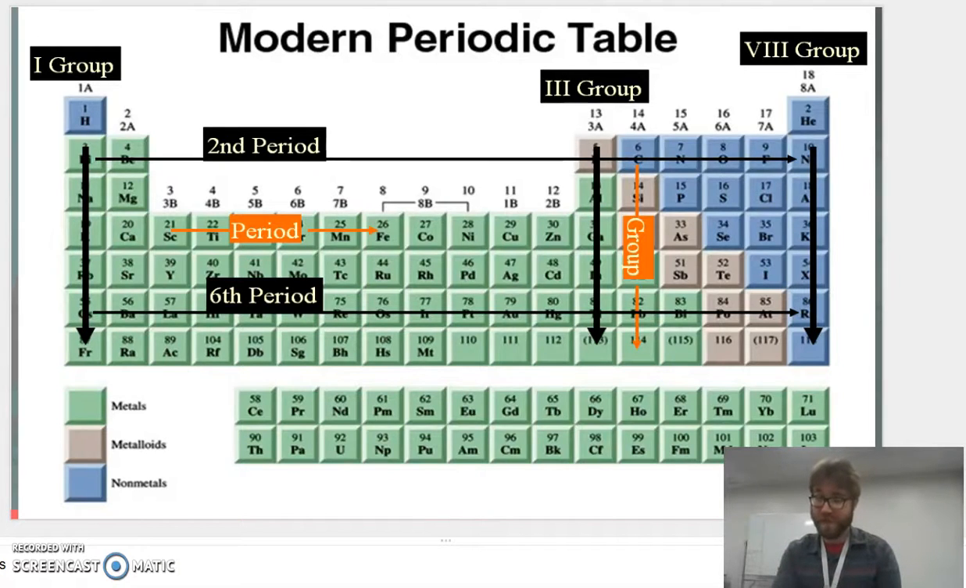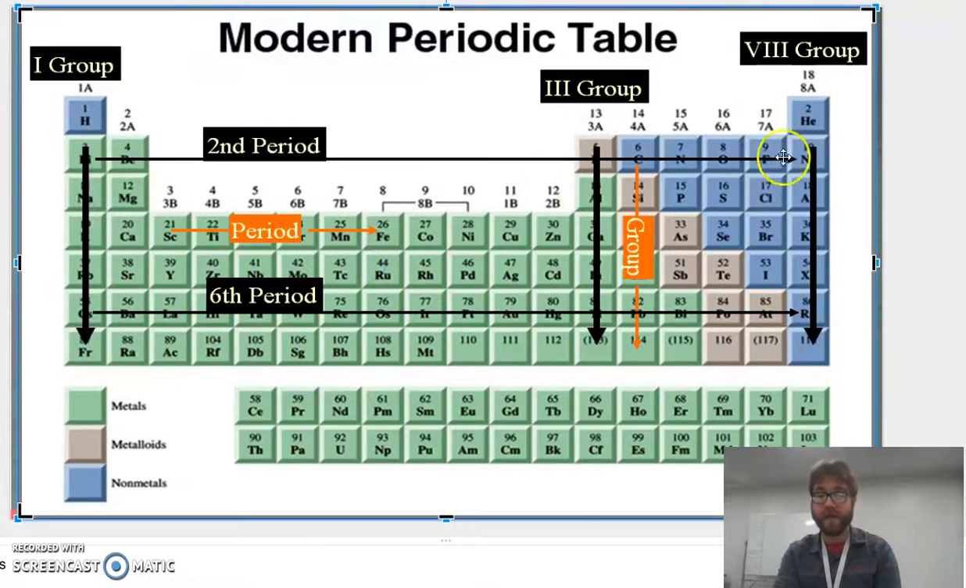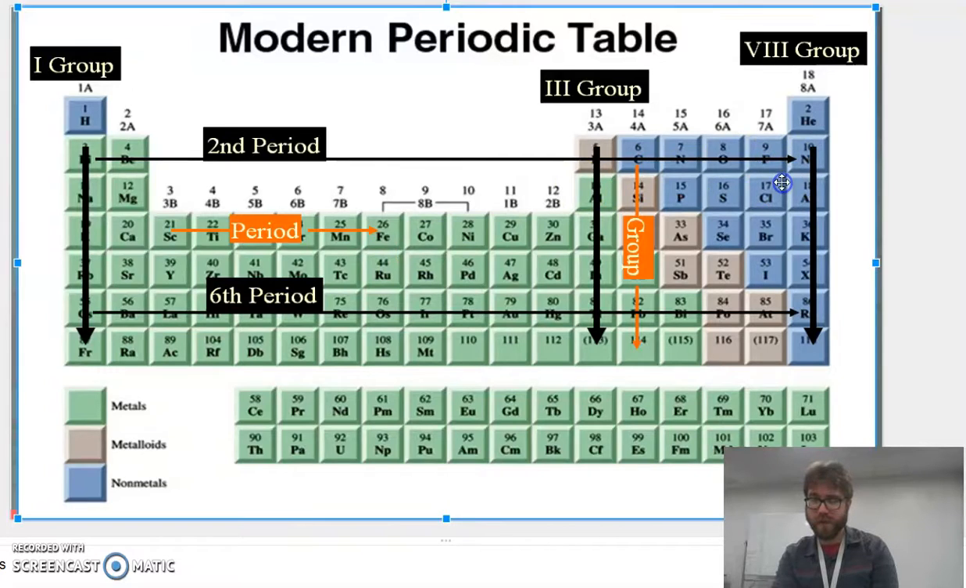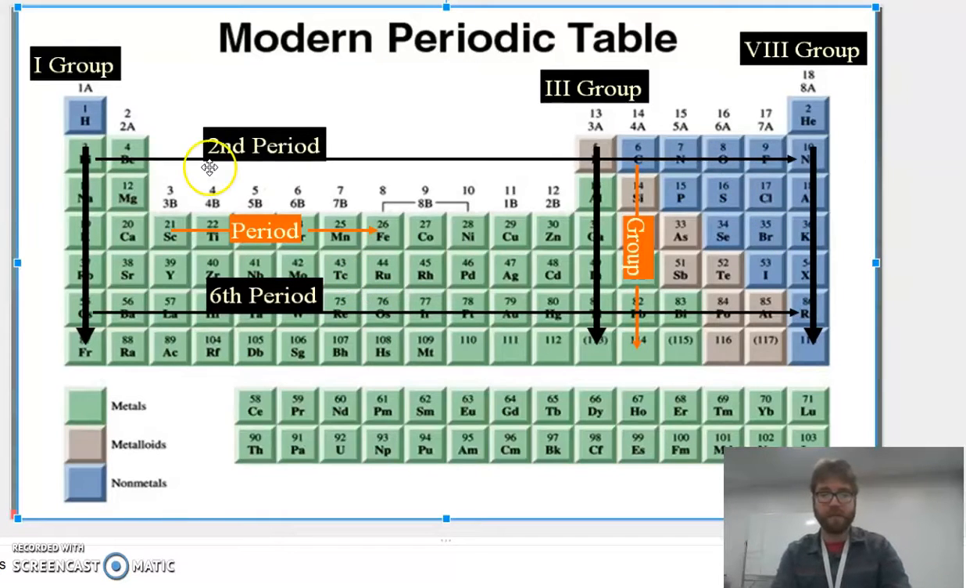So, first things first, we need to know what our metals and non-metals are. Our metals is everything in green. All this on the left side, everything in green here, that's a metal. Everything in this purplish blue on this side, that would be a non-metal. So here we have non-metals, and here we have the metals.